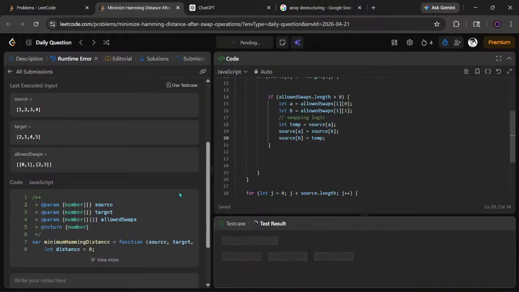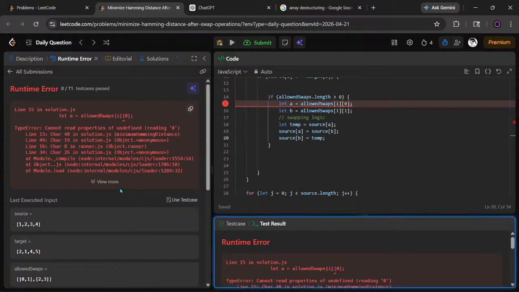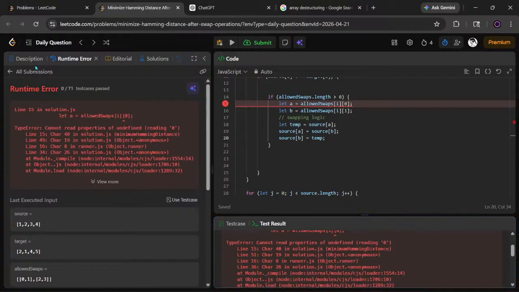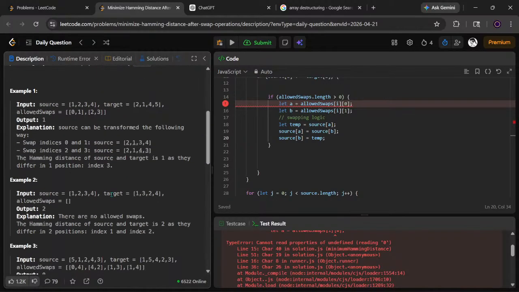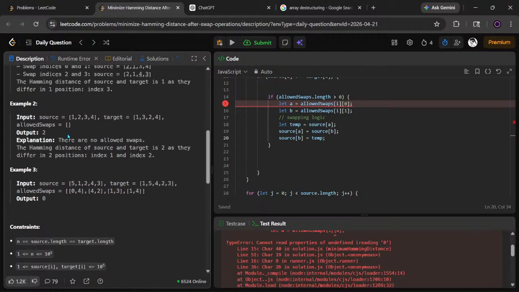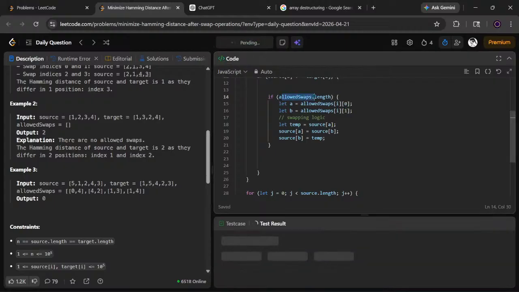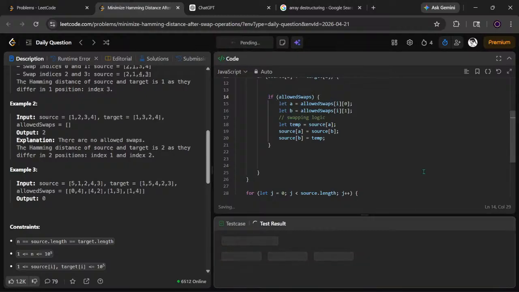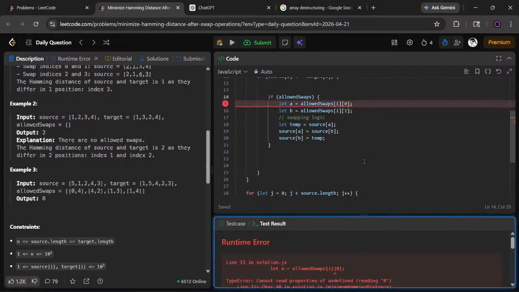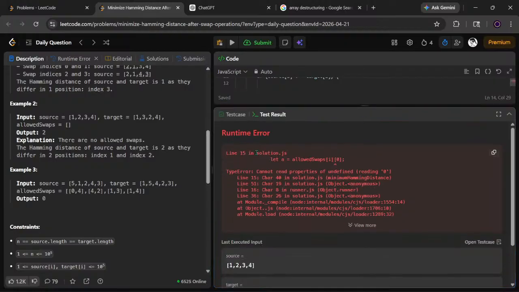Now for undefined, it is coming because of... still it is showing undefined. What the hell? Undefined may be coming from here, I guess. Whenever my allowed swap dot length is there, then only. Or should we do it like this? If allowed swap is there, then only do this operation. What are we doing?